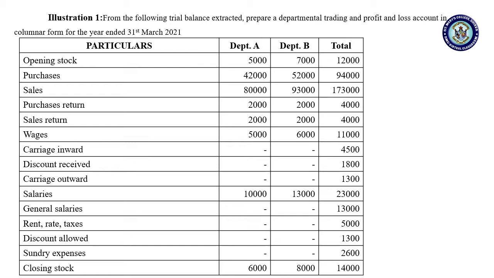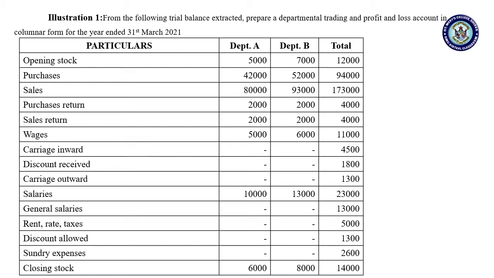So first thing, you have to identify the items on the basis of direct as well as indirect, or on the basis of trading and profit and loss account. Which items should go to the trading account, and what items are recorded in the P&L account? That is the first thing. So first you classify the items.